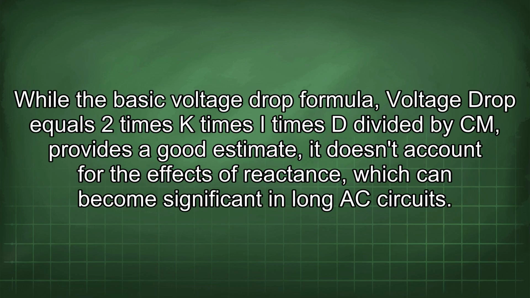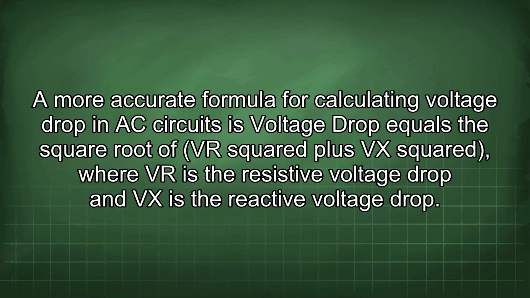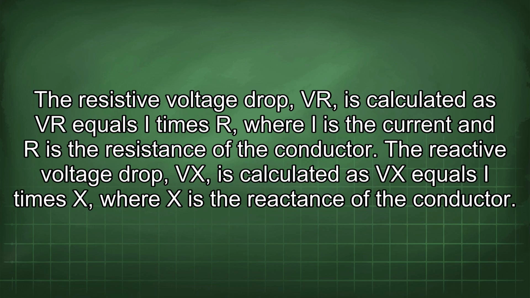While the basic voltage drop formula, voltage drop equals 2 times K times I times D divided by CM, provides a good estimate, it doesn't account for the effects of reactance, which can become significant in long AC circuits. A more accurate formula for calculating voltage drop in AC circuits is voltage drop equals the square root of VR squared plus VX squared, where VR is the resistive voltage drop and VX is the reactive voltage drop. The resistive voltage drop, VR, is calculated as VR equals I times R, where I is the current and R is the resistance of the conductor.